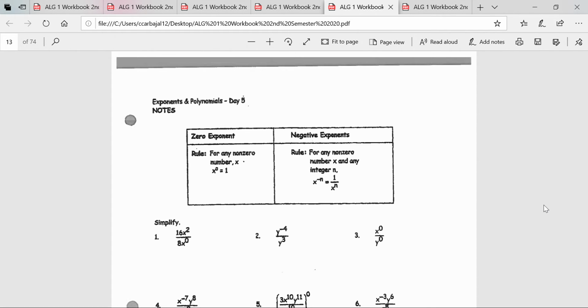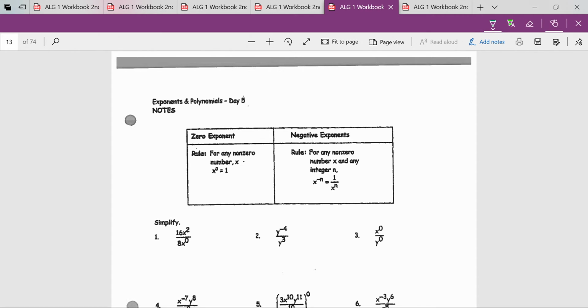Alright guys, today is January the 13th, 2020. This is page 6 in our binder. Remember, keep your binder organized.